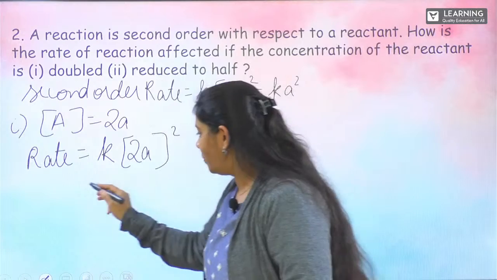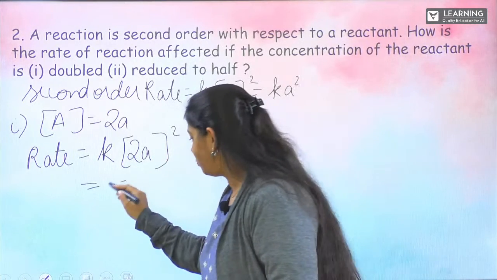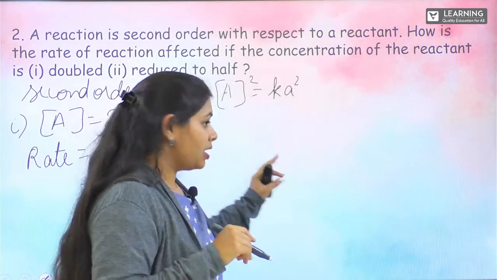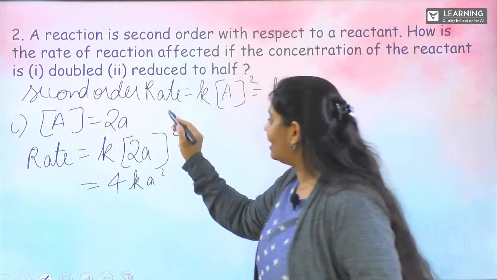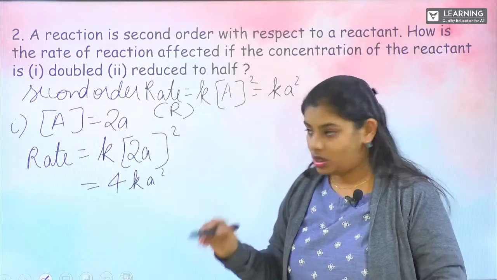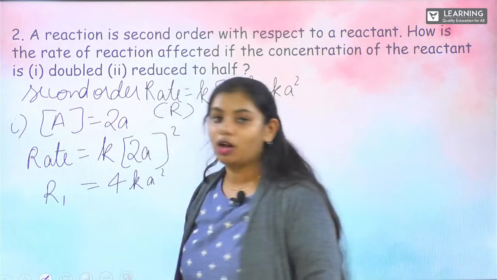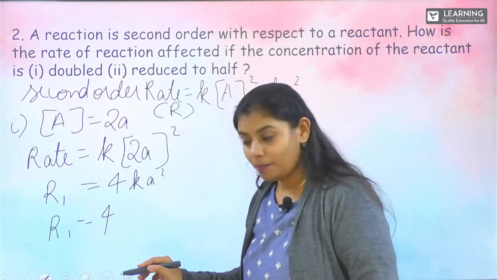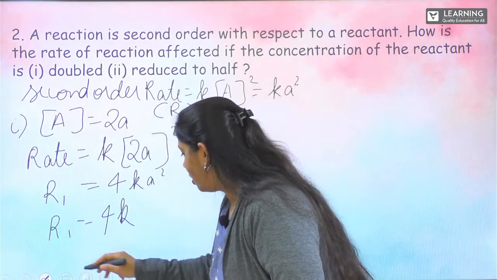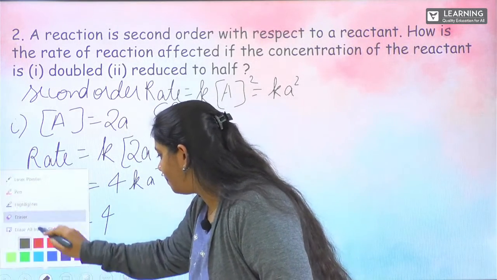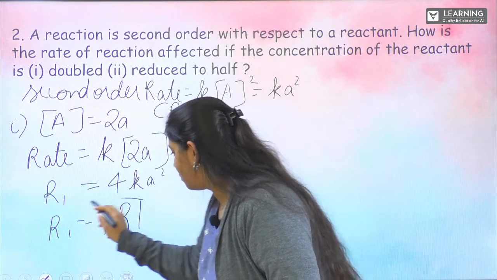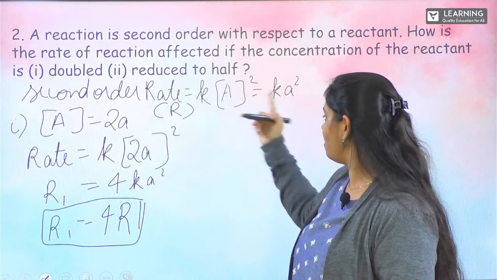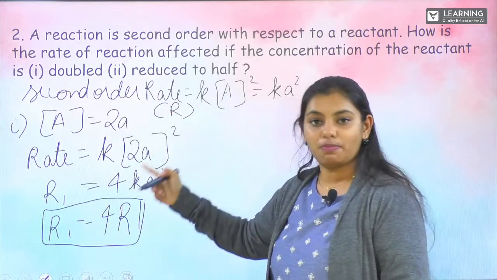Square of it. So it's going to be 4Ka square. What is Ka square? There's one thing that you have to see. This rate I can write as just R, whereas this rate I will write as R1. So R1 is equal to 4R. Why am I writing 4R? Ka square is nothing but R, so I'm just substituting here.